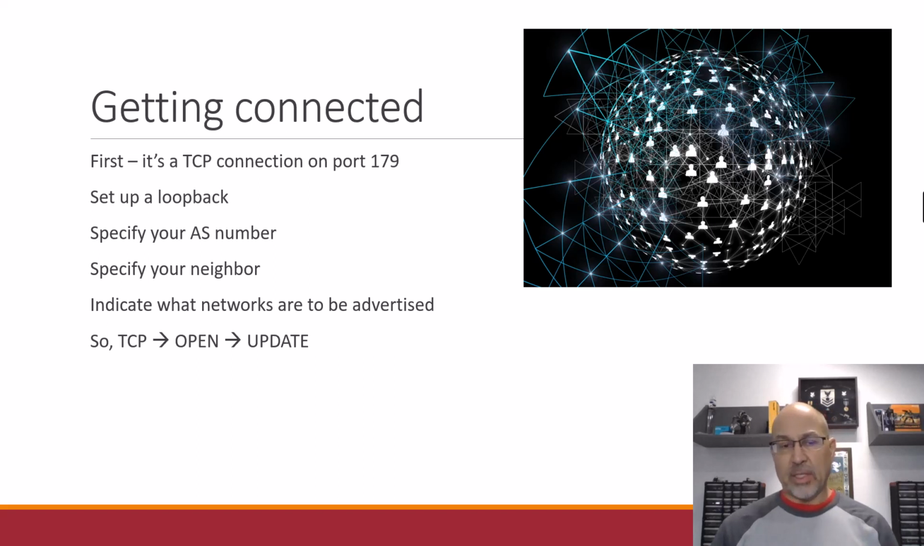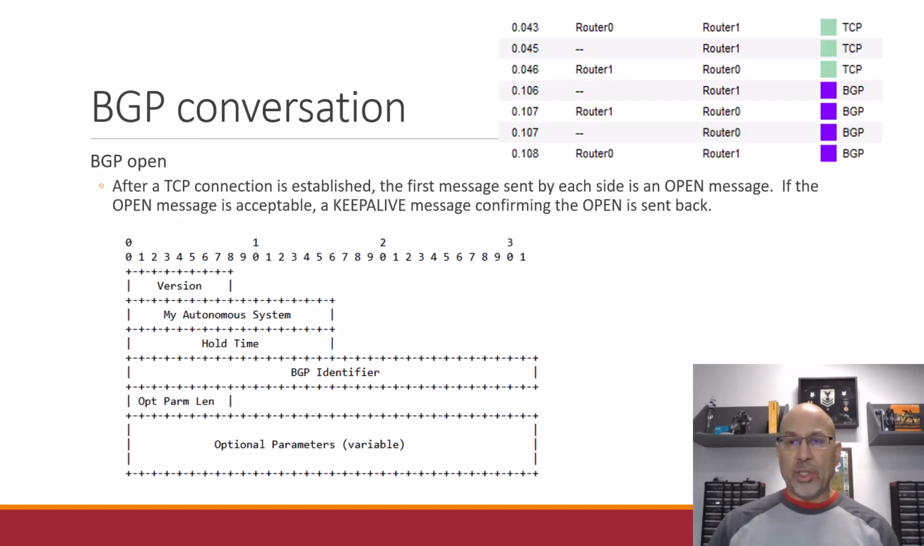Our topology will be very small. It'll be really straightforward to see what's happening. Our order of operations is that we're going to see TCP, we'll see a BGP open, and then we'll see BGP updates, and then we'll drop into TCP keepalives. This is actually what the conversation is going to look like up here. We'll see the TCP handshake and then a couple of BGP messages in that lovely purple there.